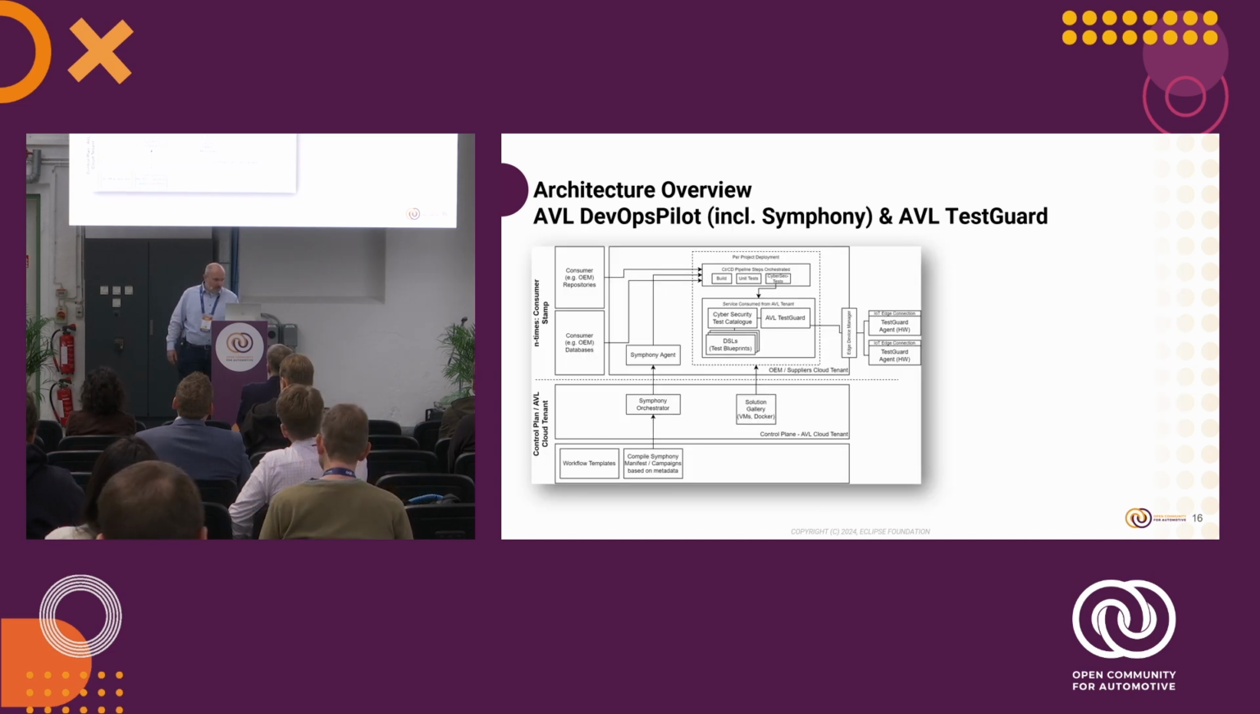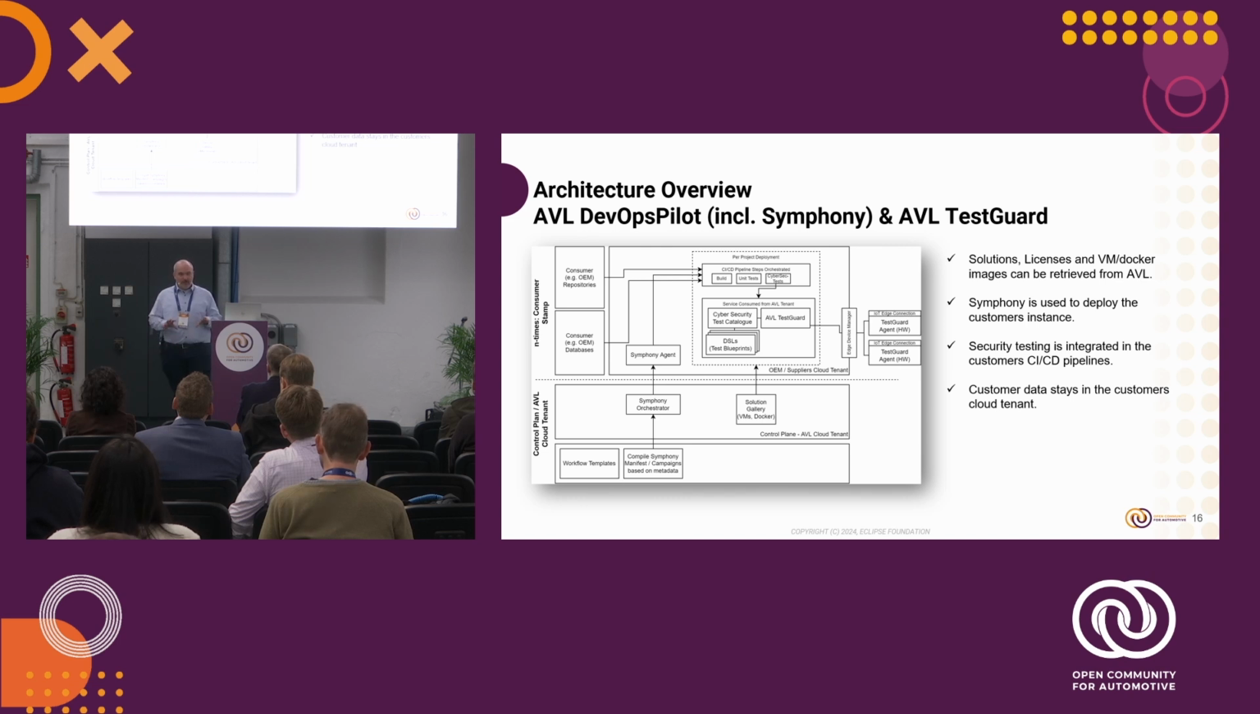So now let's look at the reduced architecture of the AVL DevOps pilot, including Symphony and the DSL. The main differentiation you can see here is the lower side versus the upper side. On the lower side you see the part of the solution which is deployed into the AVL cloud tenant, where we provide our software licenses, the testing catalogs and so on, to the upper side, which is deployed in the customer's cloud tenant. So it allows cross-OEM supplier collaboration, and in the future it might even allow cross-OEM supplier pipelines.